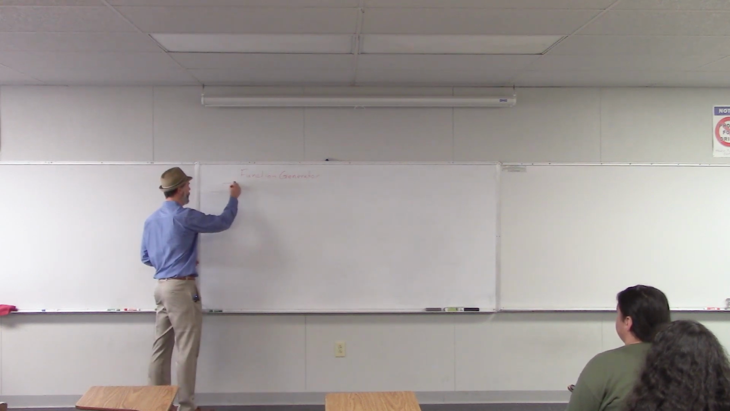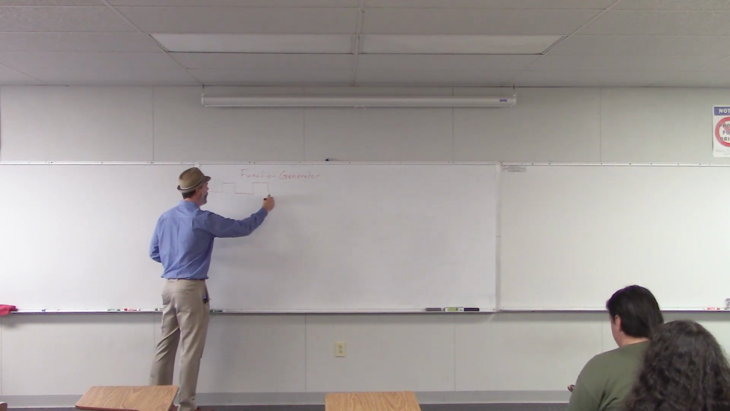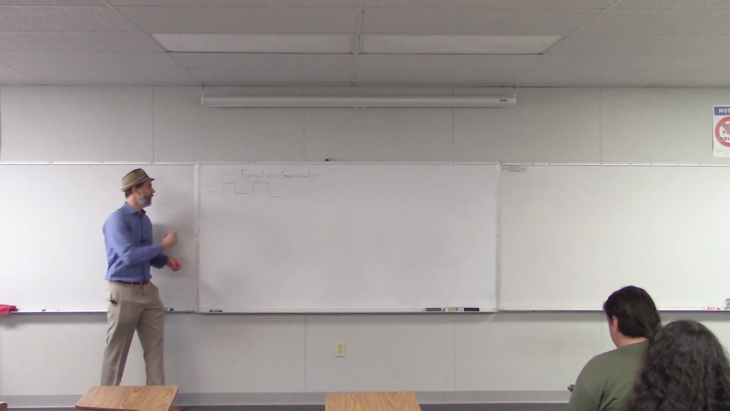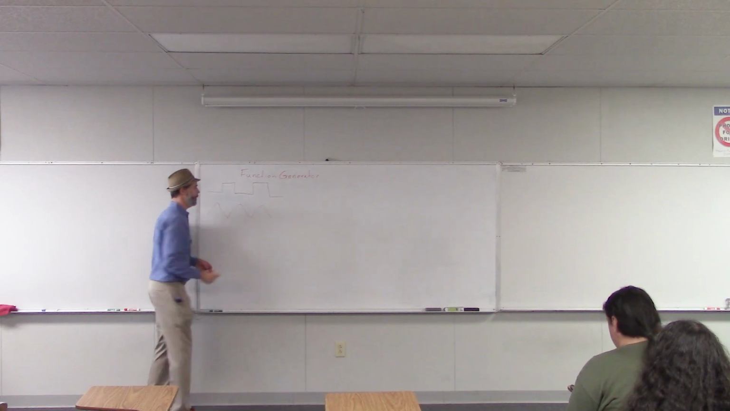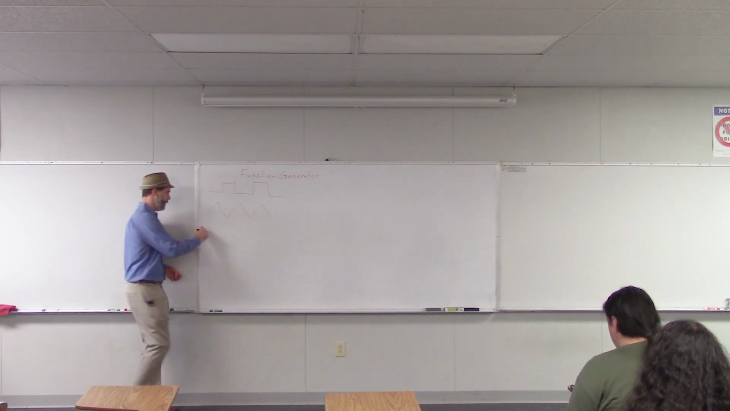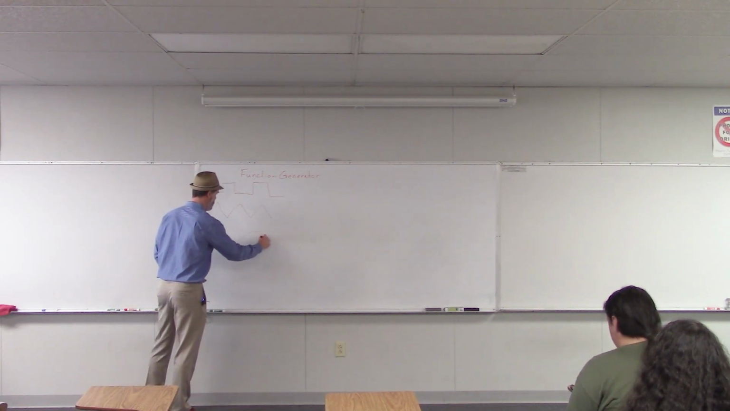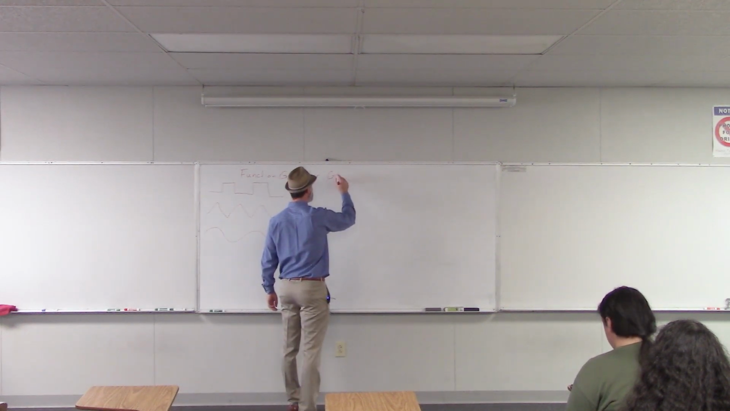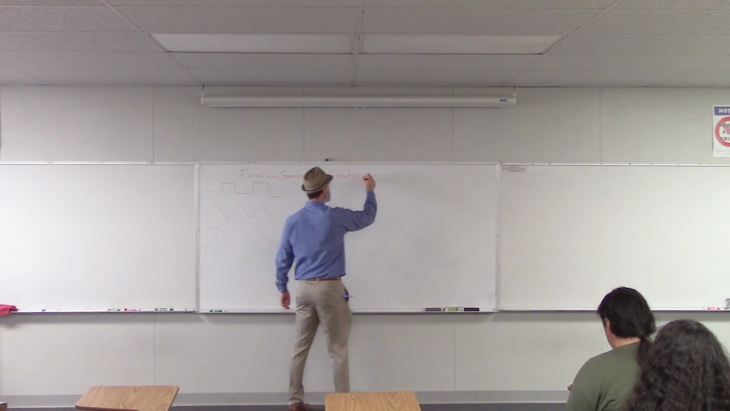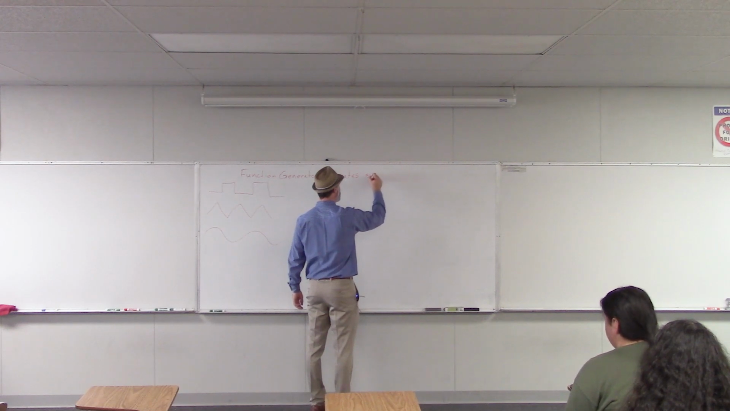So that looks kind of like this. And what was another one? Triangle, perfect. And then what was the last one? Sine wave. Exactly. So the generator creates these different types of signals.